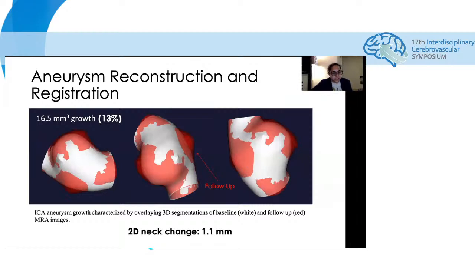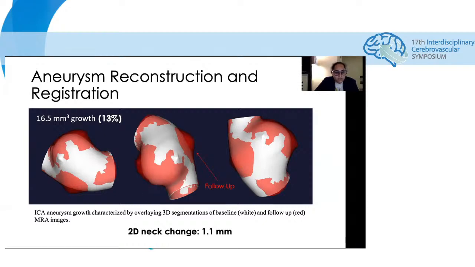So here you can see we've overlaid, now we've changed the color scheme so you can better see how the follow-up images overlay onto the baseline images. The follow-up reconstruction is in red and the baseline reconstruction is in white. And you can see areas of growth. You can see a bleb where that arrow is pointing. You can see changes in the aneurysm dome itself, and maybe an increase in aneurysm size.